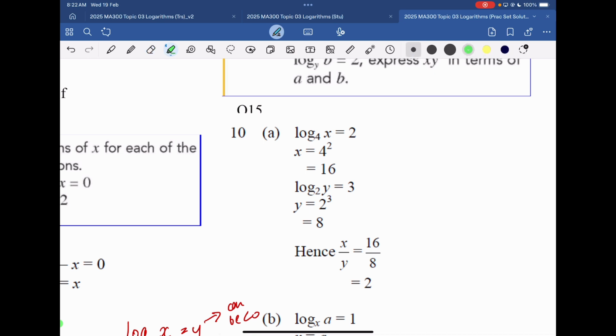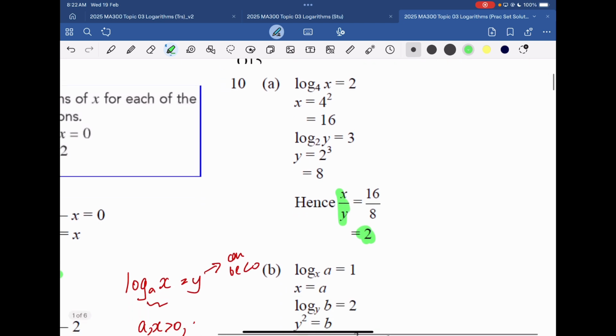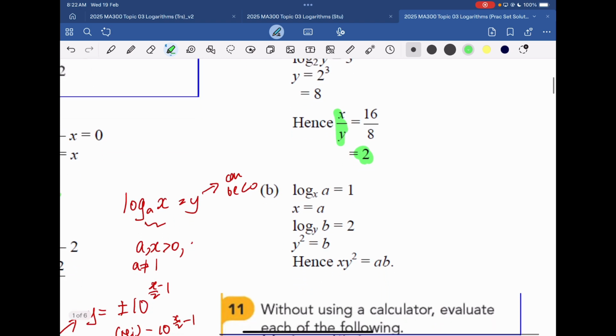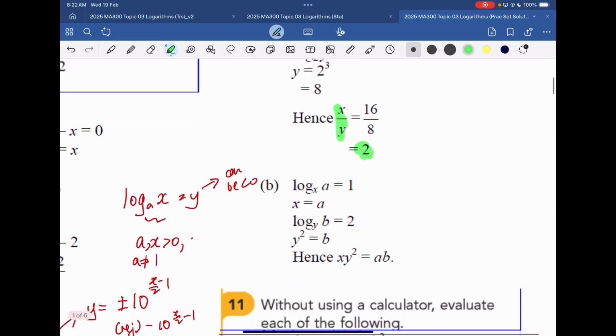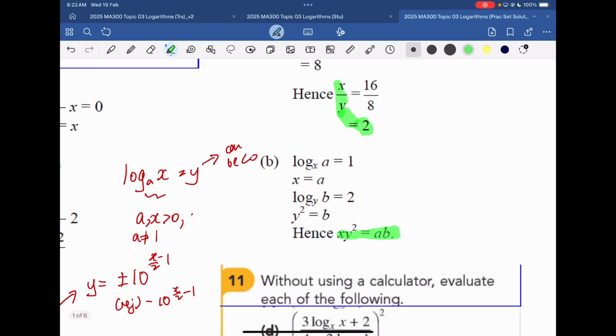X over y equals 2. So far okay? Feeling better? No? Okay, try. The days are long, but the years are short. Very fast. XY square equals AB.